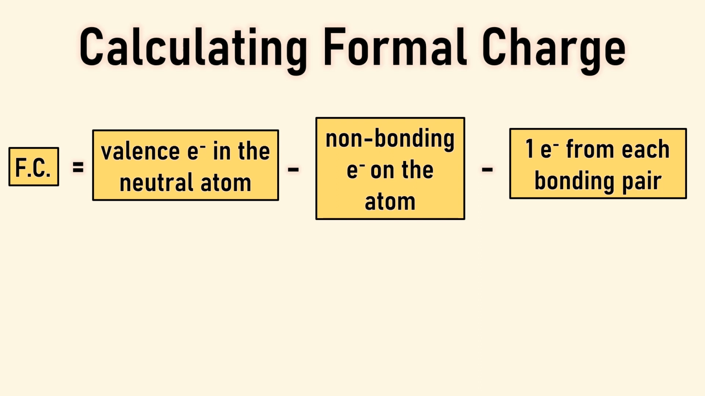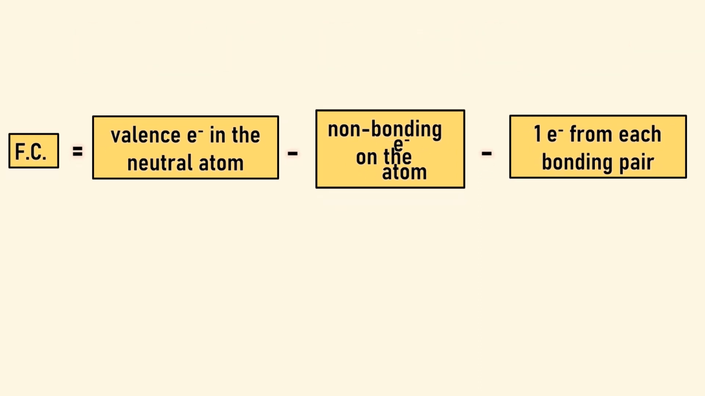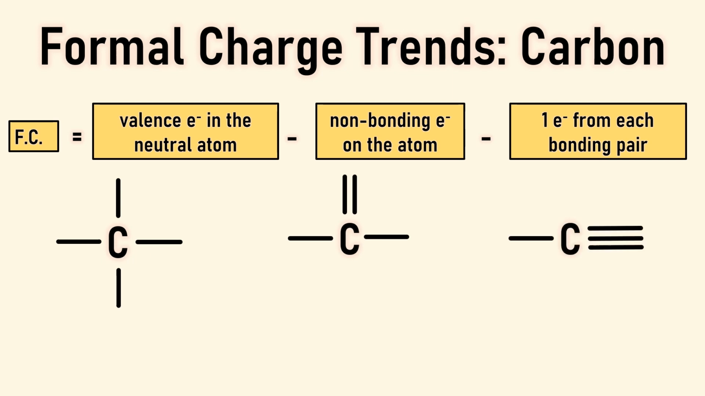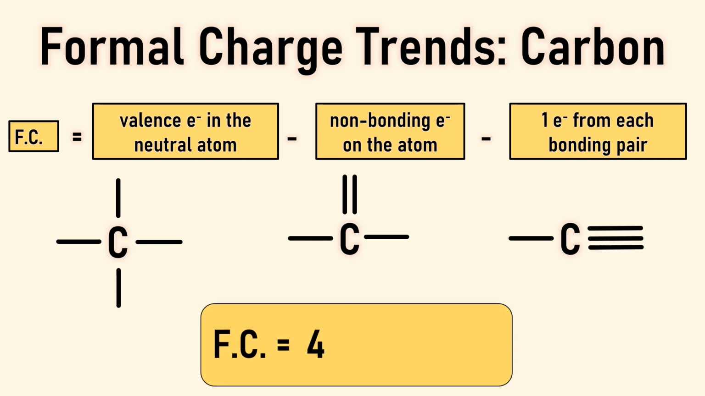Let's start with carbon. Carbon typically will have 4 bonds. These could include single bonds or may include double or triple bonds. In all of these cases, we can start with carbon's 4 valence electrons, then subtract 0 for non-bonding electrons. Then we'll subtract 4, 1 electron from each of the 4 bonding pairs. For any carbon with 4 bonds, the formal charge will be 0.